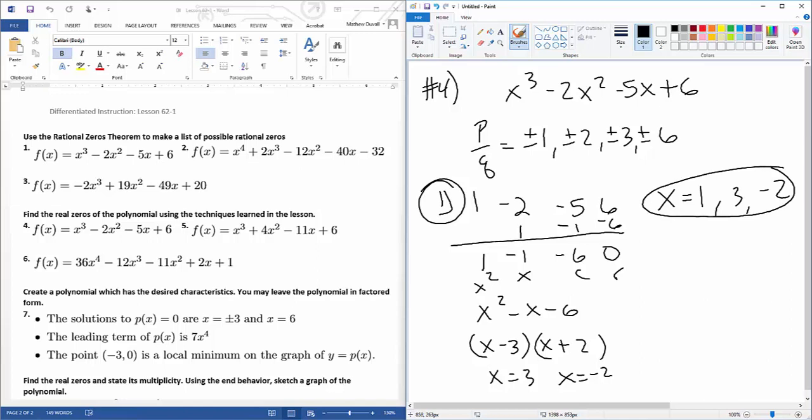Now, if I was asked to factor it completely, I would write it as x minus 1, right? x minus your zero, and then x minus 3, and then x plus 2.